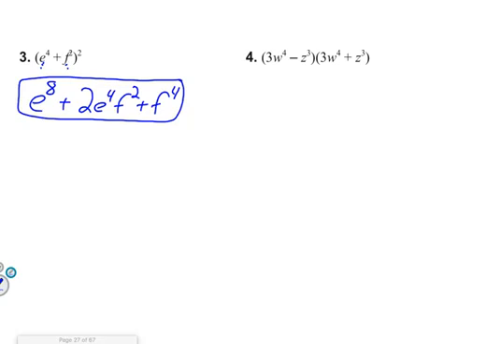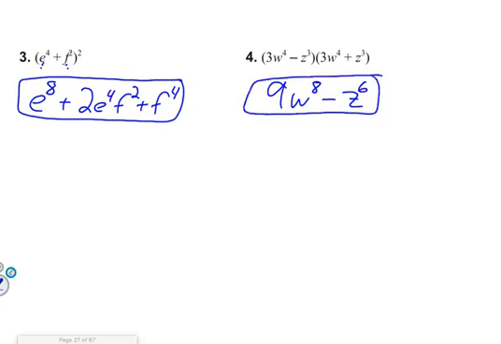Perfect squares or conjugates? Conjugates. What's my answer? What should I write down? 9w to the 8th minus z to the 6th. Okay, so those are kind of tough, and then some of us are a little daydreamy. And the phone's ringing. All right.